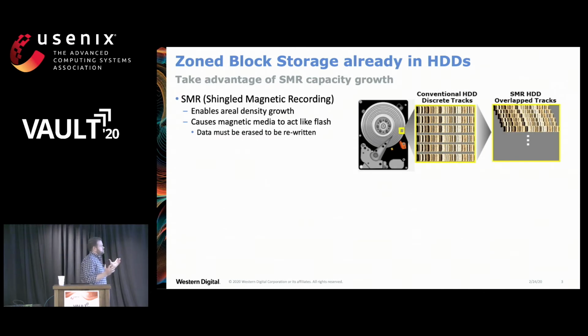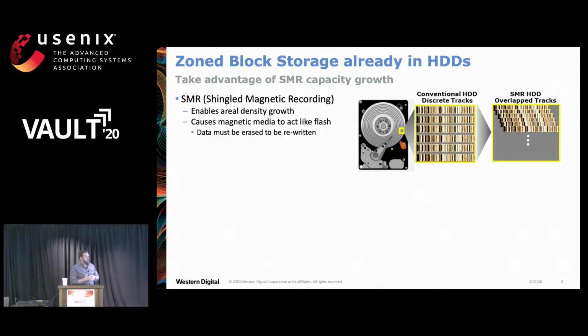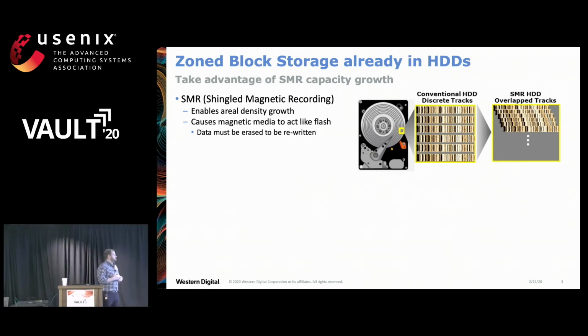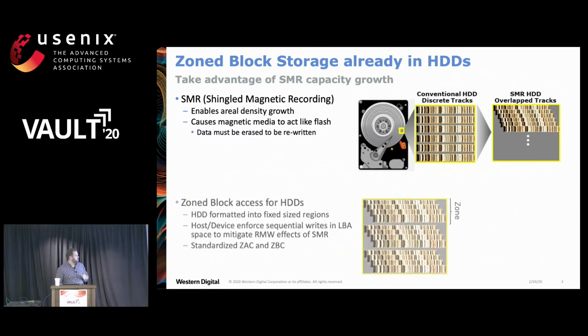Zoned block storage has been in HDDs for the last 5 years or so, and mainly through SMR, which is shingled magnetic recording. The idea is that you have these hard drive tracks and you write them overlapping, and that way you can squeeze in more capacity on the hard drive. The thing is, when you do that, you have to write sequentially, because these shingles have to be lined up perfectly next to each other.